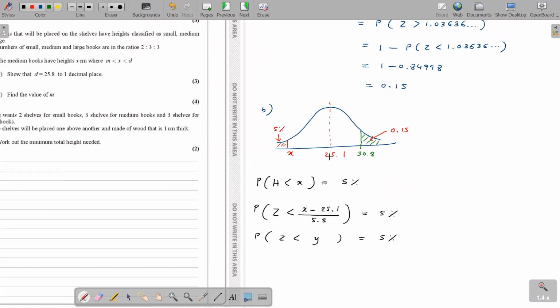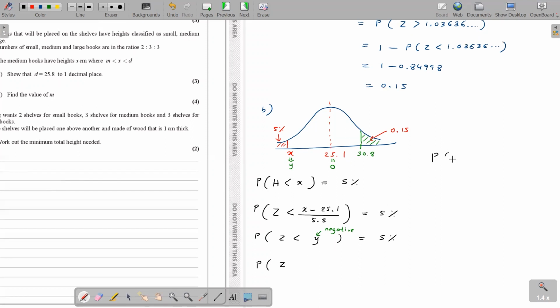This 25.1 is what becomes 0 in the standard normal distribution. This X is what I wrote as Y in the standard normal distribution, which means this Y is definitely negative. So you realize that this is a negative in the standard normal graph. To convert negative to positive, I taught you in the tutorial.